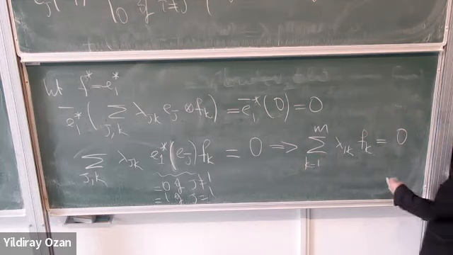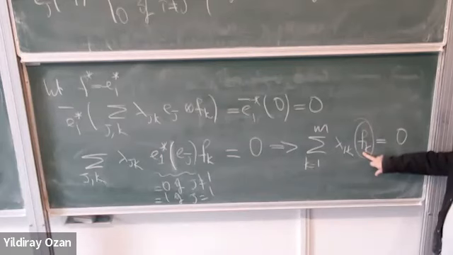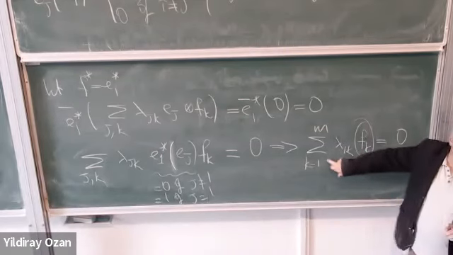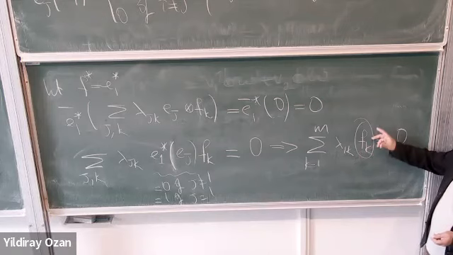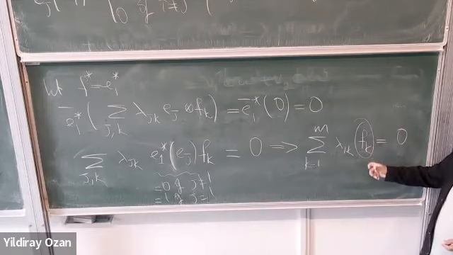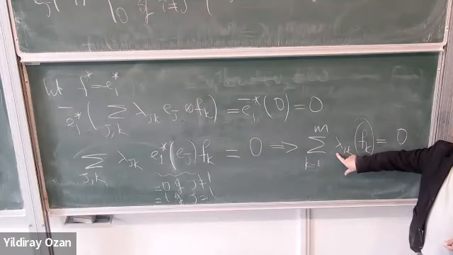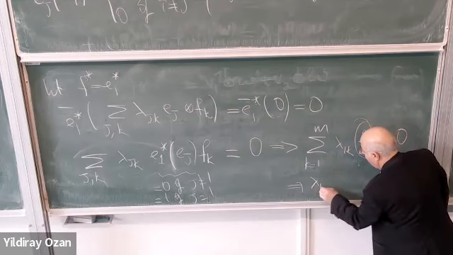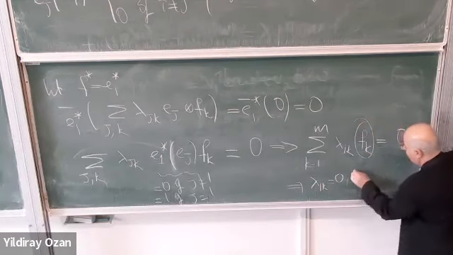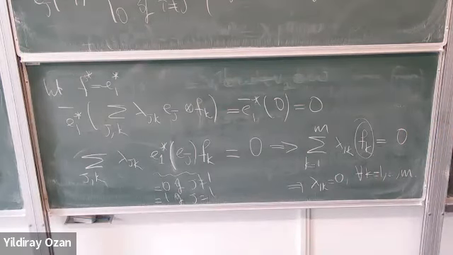But you see what we have here. These are basis elements for the vector space W, and I have some coefficients in front of them. And the whole sum is 0. But since this is a basis, the elements are linearly independent. Therefore, this is possible only if all these coefficients are 0. So this means lambda 1 K's are all 0 for all K from 1 up to n.